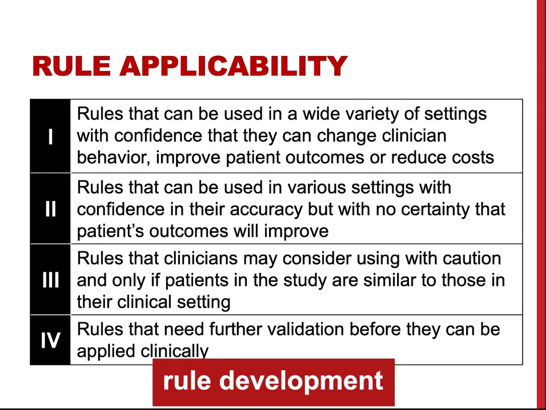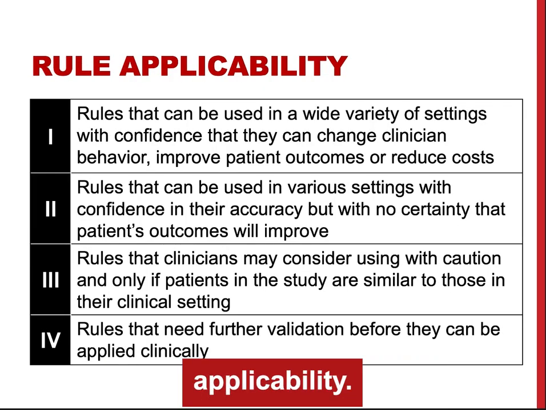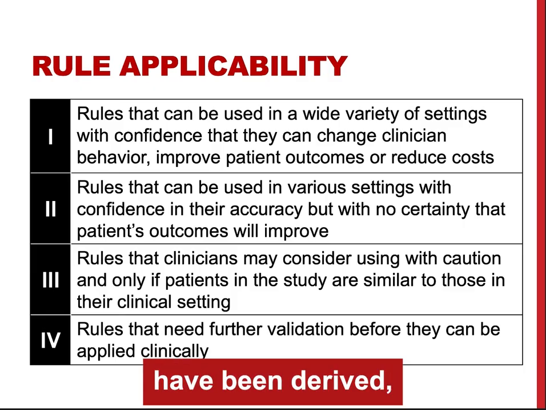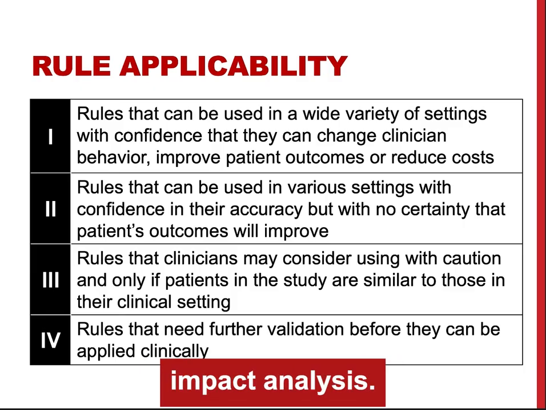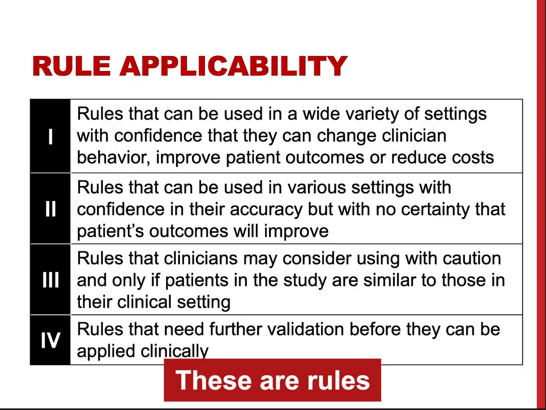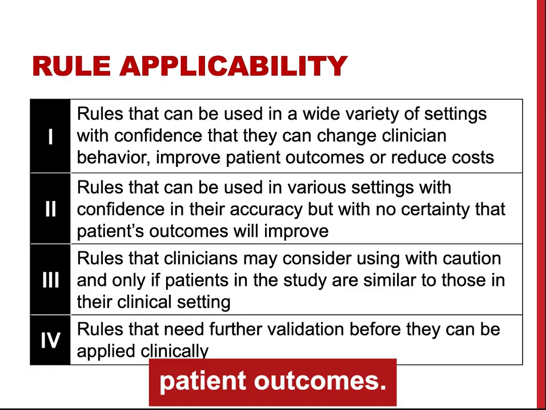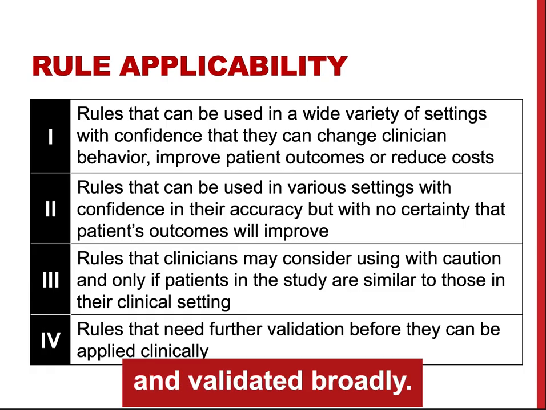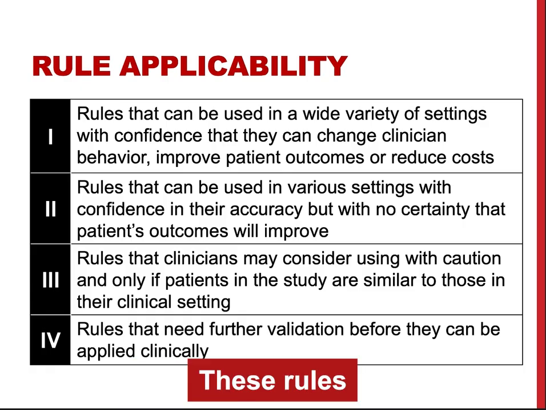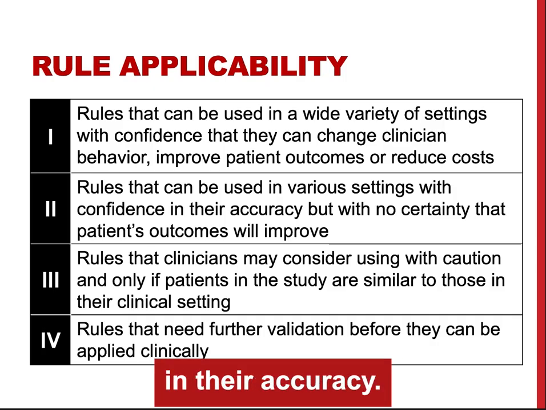The level of rule development corresponds to the rule's applicability. Level 1 rules have been derived, validated broadly, and have an impact analysis. These are rules that can be used in a wide variety of settings with confidence that they can change clinician behavior and improve patient outcomes. Level 2 rules have been derived and validated broadly. These are rules that can be used in various settings with confidence in their accuracy.